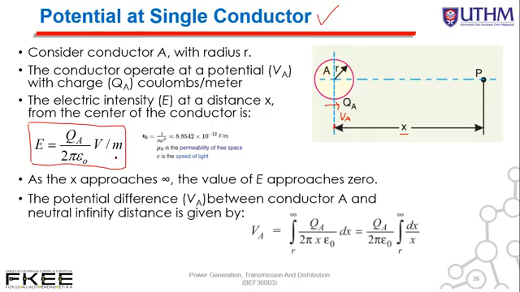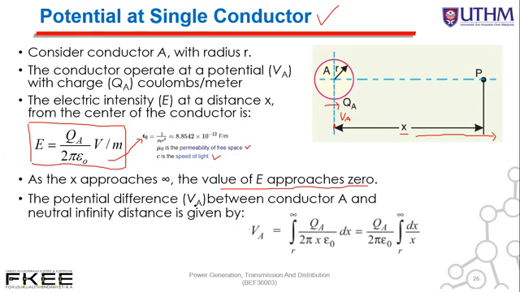Epsilon naught is the permittivity of free space, or permeability of air, where epsilon naught equals 1 over mu naught C squared. Mu naught is the permeability of free space, and C is the speed of light. As x approaches infinity, when x is increased to an infinite value, the value of E approaches 0.